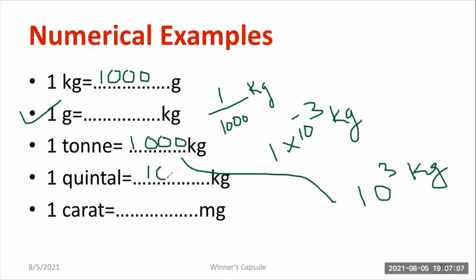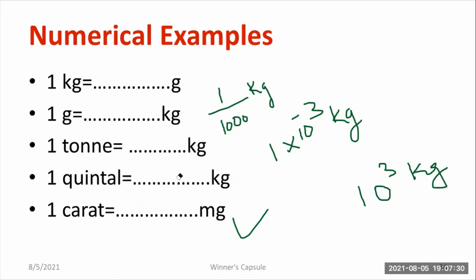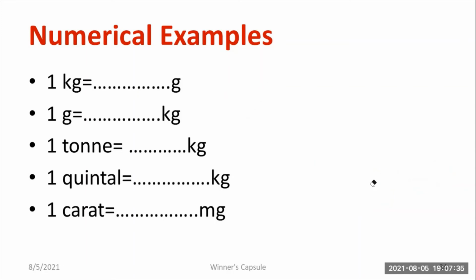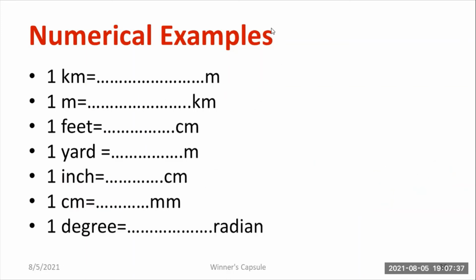1 quintal is equal to 100 kilograms, or else 10 to the power 2 kilograms. 1 carat. What is the value of 1 carat? You have to identify 1 carat. So this I will give as homework. Anyway, no problem. 1 carat is equal to 200 milligram, you can remember. Homework I have given at the end of the session. So likewise, you have to find out some unit conversions. That is very important for solving numerical examples.